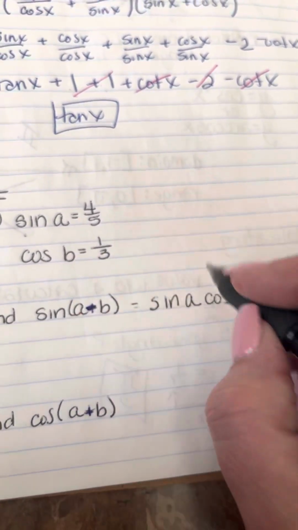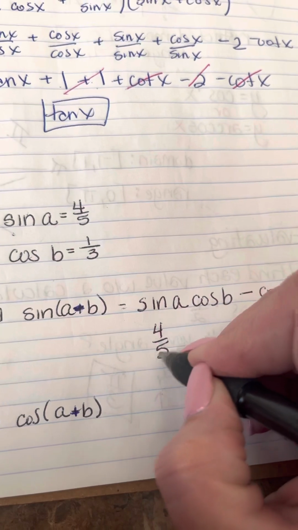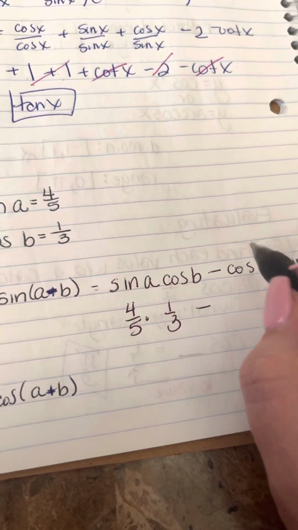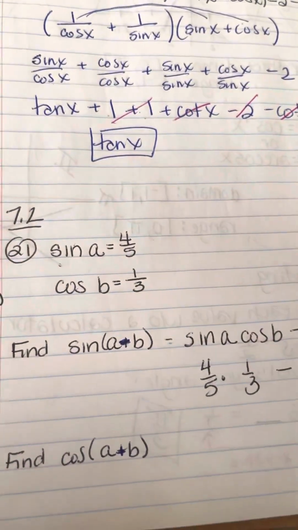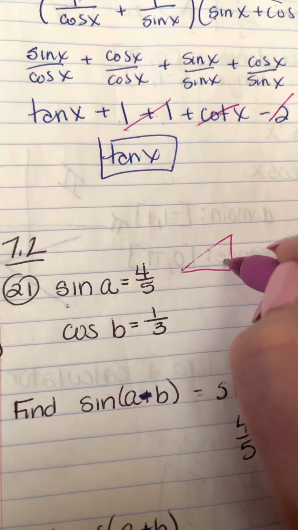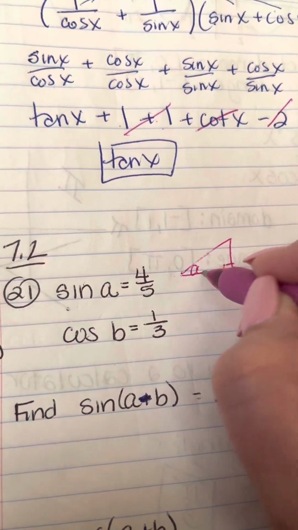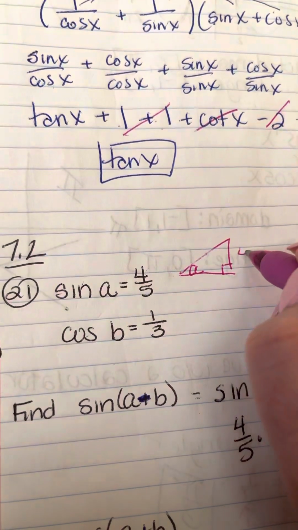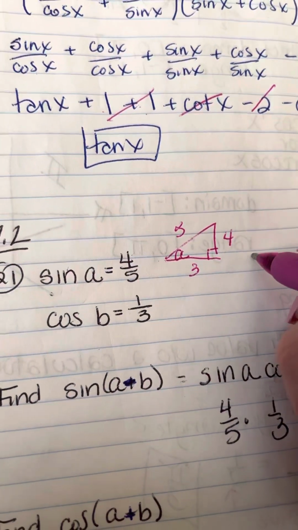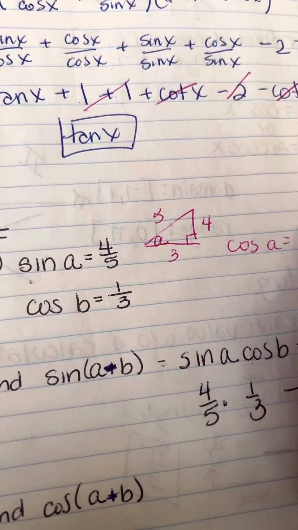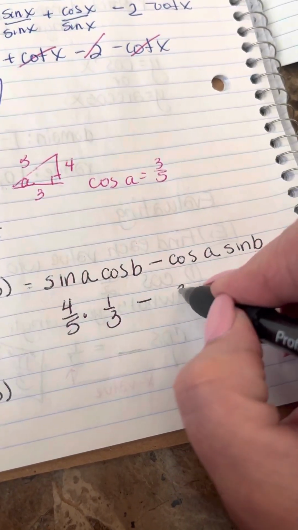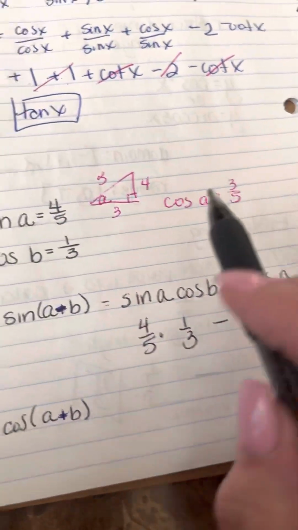So the sine of A is 4/5. The cosine of B is 1/3. The cosine of A, oh no, I don't know the cosine of A. All right, well, let's draw a triangle and figure it out. So this is going to be A. Sine is opposite over hypotenuse. So this is going to be a 3, 4, 5 triangle. So the cosine of A is going to be 3/5.